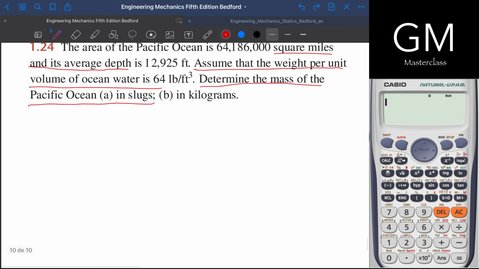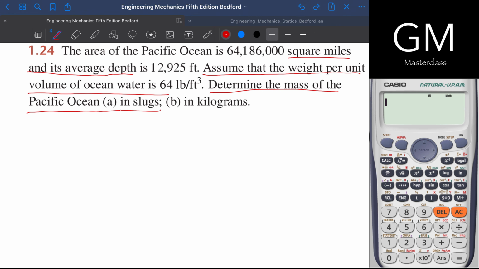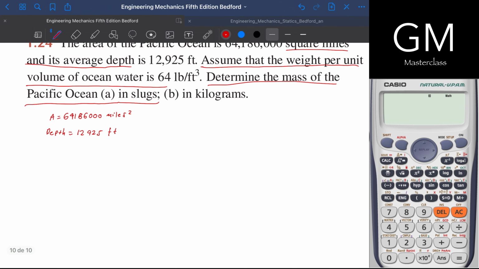Well, the first thing that I'm going to do here is write down the information that the problem is giving me. So the area is equal to 64,186,000 miles to the second power. Then I have the depth, which is equal to 12,925 feet. Assume that the weight per unit of volume is equal to 64 pounds divided by feet to the third power. Determine the mass.